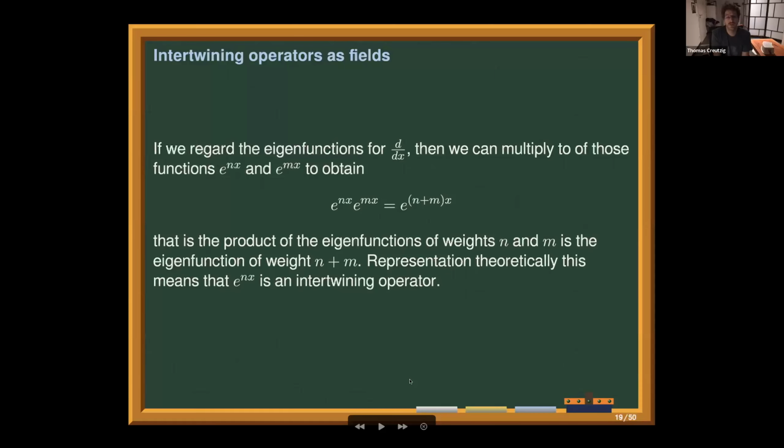And representation theoretically, this just means that you can think about one of the functions, e^(nx) for example, as an intertwining operator. That means an operator that maps the function e^(mx) to the function e^((n+m)x). And the map is very simple, namely just given by multiplication, say from the left. And intertwining operators, mathematically, do realize tensor products. That's why they are important.